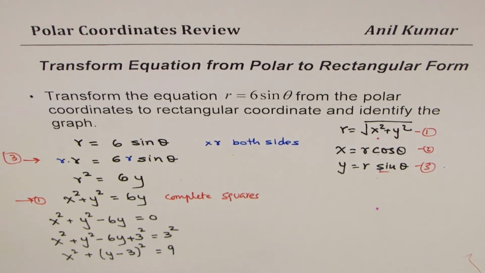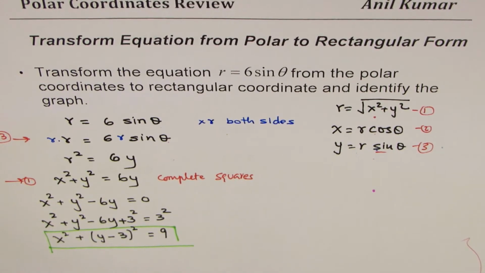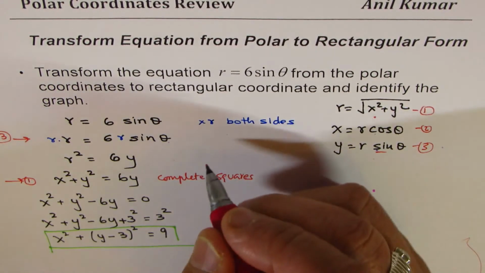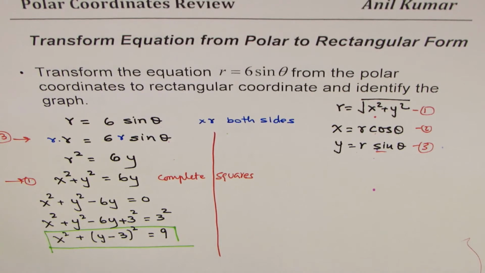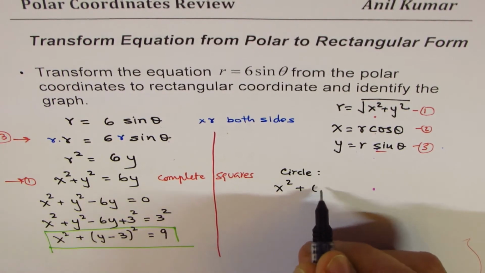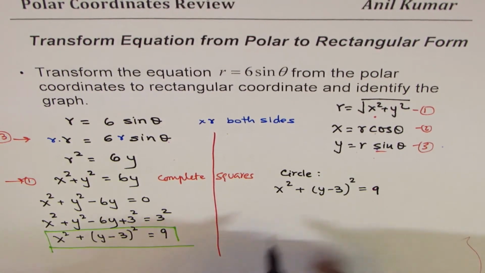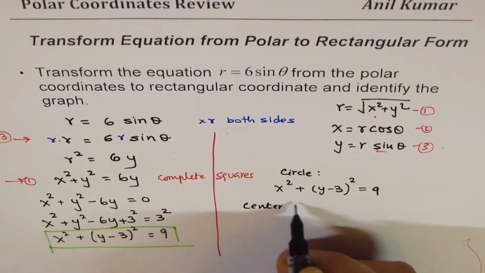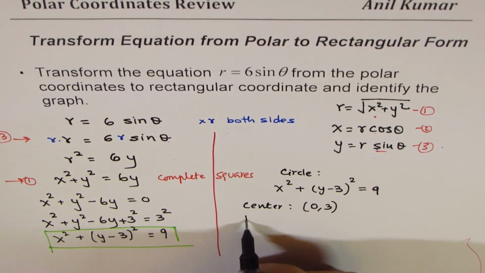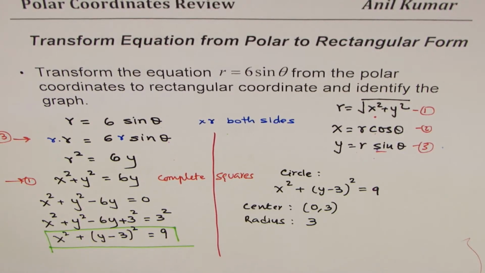Correct? So clearly you understand what we have got. Let me push this page a bit. Right, so I hope you can see it now. What we get here is the equation of a circle, whose equation is x squared plus y minus 3 whole squared equals 3 squared, which is 9, with center at 0, 3 and radius 3. So that is what it really represents.